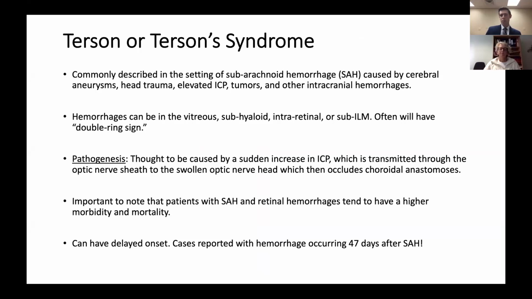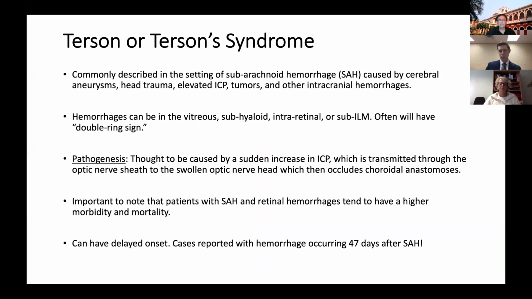And the reason I kept mentioning this double ring sign is because that's almost classic for this finding. There was a paper back in 2005 in one of the British Journals of Ophthalmology that talks about this double ring sign, where it's a combination of a subhyaloid overlying an internal limiting membrane hemorrhage, which gives you this almost ring of blood sign. And then you also get these hemorrhages, which can be distributed through the vitreous, the hyaloid, intraretinal, and then sub-ILM for this Terson syndrome.